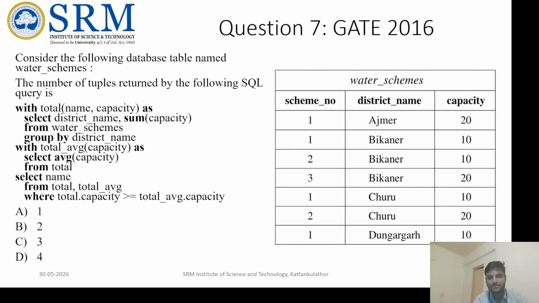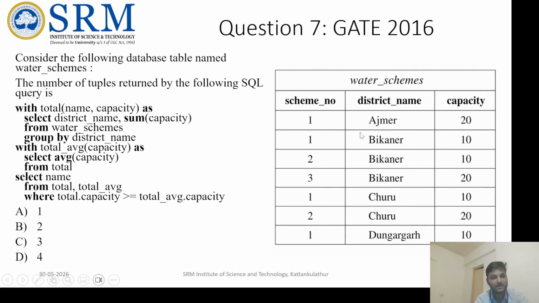So in this question, the question is given with a table. Consider the following database table named water schemes. The number of tuples returned by the following SQL query is, with total, and in the bracket name capacity as sum query: select district name, sum(capacity) from water schemes group by district name.